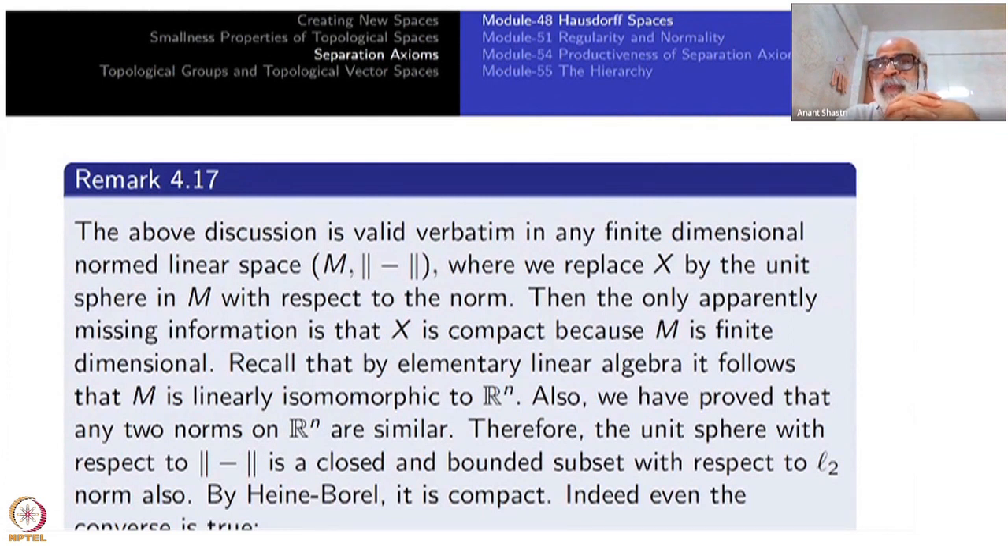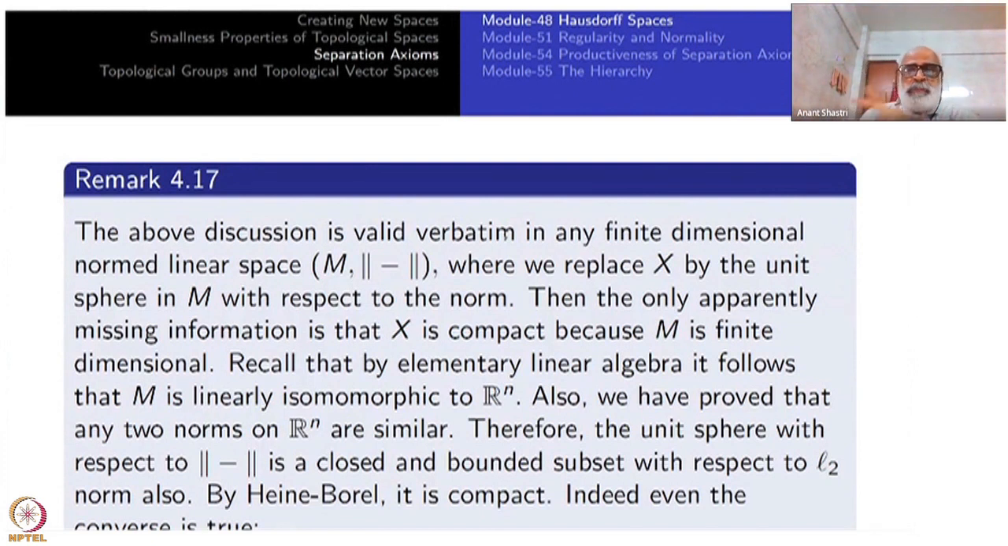What is the missing part? The only missing part is that, perhaps, is why X is compact. X is what? The unit sphere. Why is X compact? Because, okay, M is finite dimensional. We want to say that X is compact.